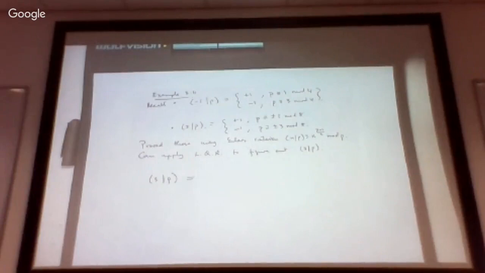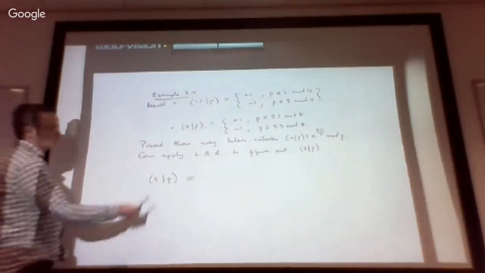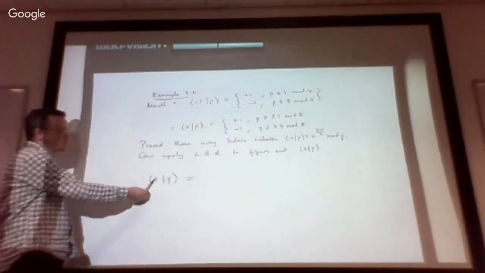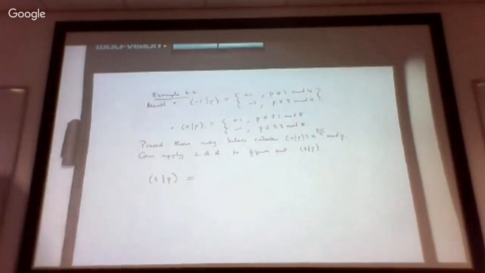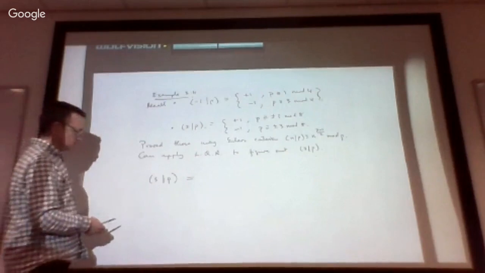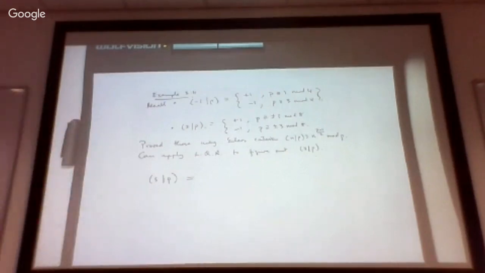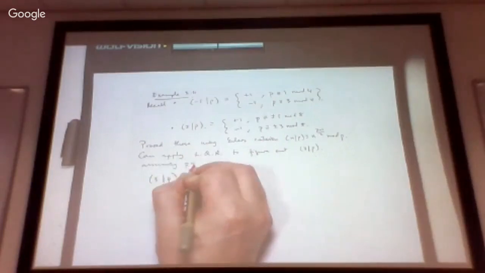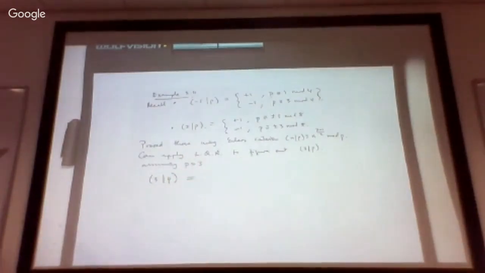Well, we try and use our similar strategy of factorize, split, reduce. Well, you can't reduce it. We'll take it for granted that p is a prime bigger than 3, assuming p is bigger than 3. So you can't reduce it, and you can't factorize it because 3 is a prime, so we've got to flip it.